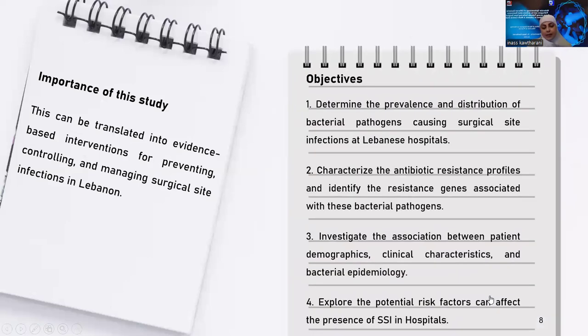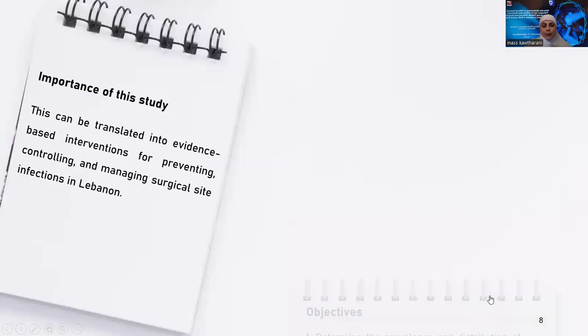So our study had four objectives. One, to determine the prevalence and distribution of bacterial pathogens causing surgical site infections at Lebanese hospitals. Two, to characterize the antibiotic resistance profile and identify the resistance genes associated with these bacterial pathogens. Three, to investigate the association between patient demographics, clinical characteristics, and bacterial epidemiology. And finally, to explore the potential risk factors that can affect the presence of surgical site infections in Lebanon.